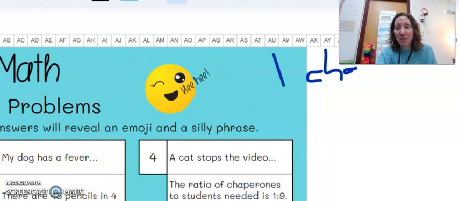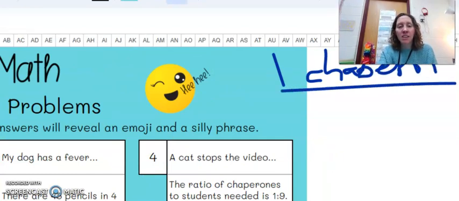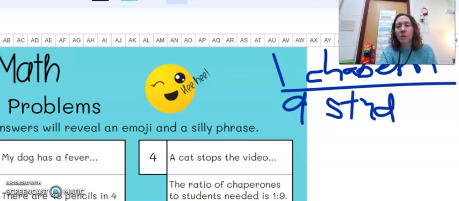I don't know why it keeps doing this. I need to figure out that secret. So for every 1 chaperone, we would have 9 students that can go. Sorry that is sloppy. I'm using my touch screen and it's a little bit of a hot mess.